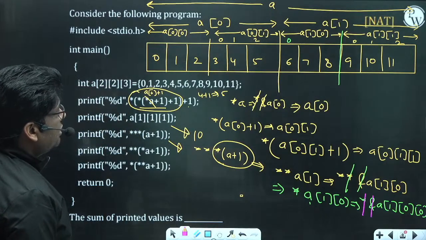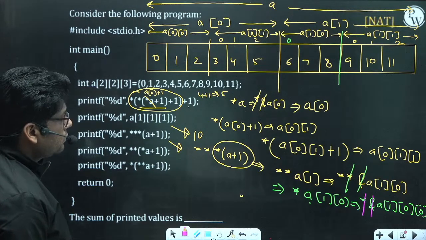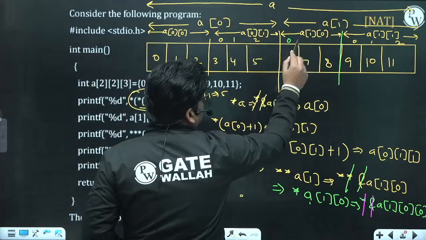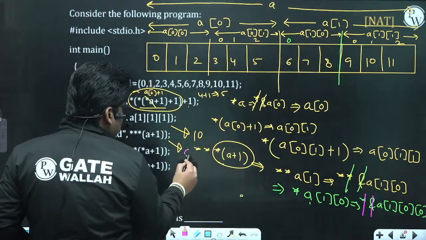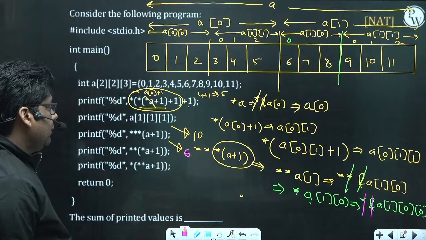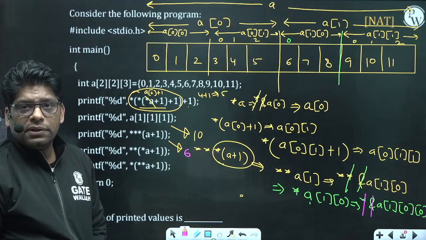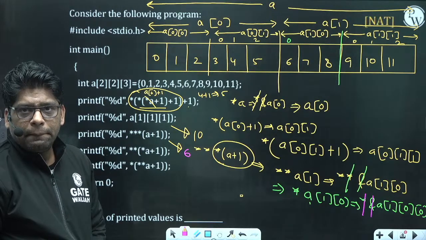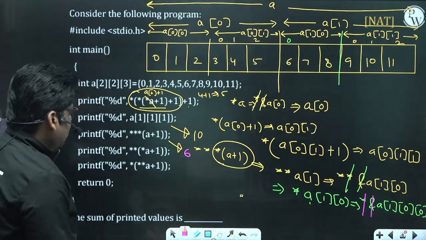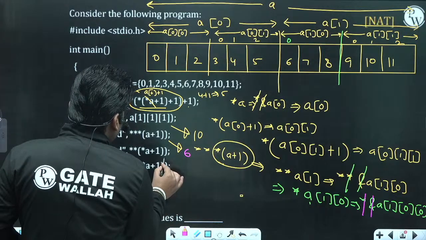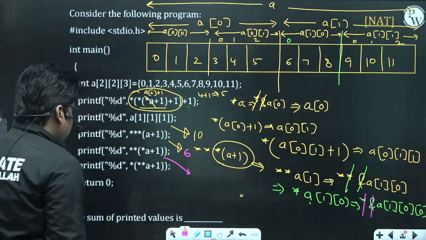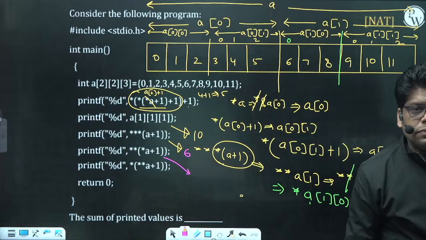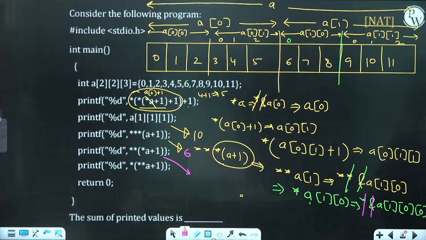What is A100? Tell me now, what is A100? Sir, A100 is this element 6. Clear? Is it clear? If it is clear, do let me know the next printf.